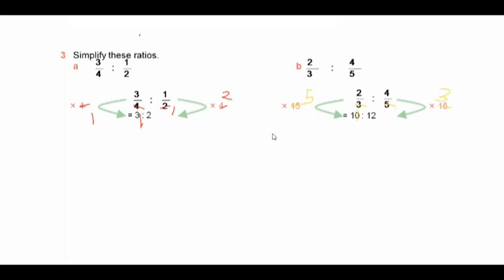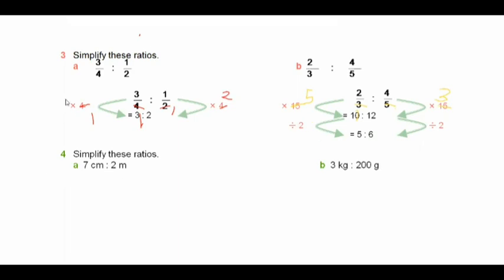The HCF is 2. So we will divide both the numbers by 2. Now dividing these numbers by 2, we get 5 is to 6. So this is how the simplified form of 2 upon 3 is to 4 upon 5 is 5 is to 6. Now children, here we have a question: simplifying these ratios.